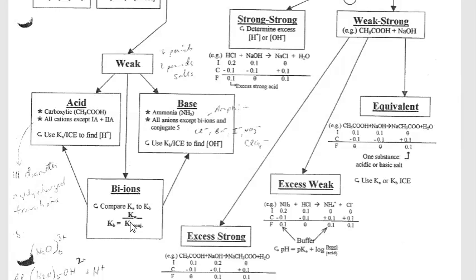Now, one other thing to note that really isn't on this chart is when I put a salt in water. It could be neutral, it could be acidic, or it could be basic. It's going to depend on what I get in solution when the salt dissociates. Do the ions in solution react with water? And if they do react with water, now we have an acidic or basic situation. We'll take a look at that too.